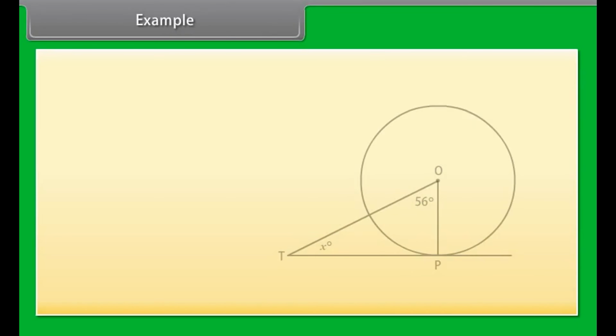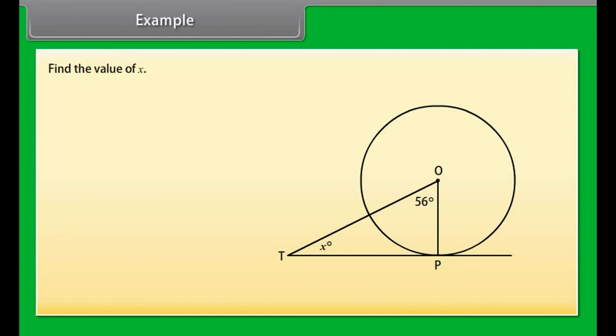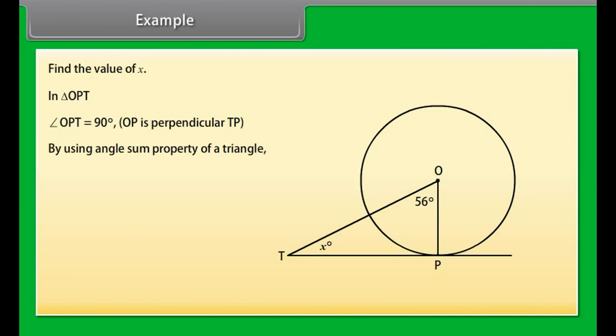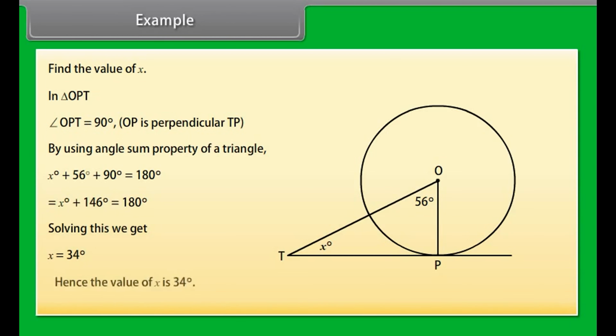Example. Look at the figure given. Find the value of X. In triangle OPT, angle OPT is 90 degree because OP is perpendicular to TP. Also, by using the angle sum property of a triangle, we can say that X degree plus 56 degree plus 90 degree is equal to 180 degree, which gives X degree plus 146 degree equals 180 degree. Solving this, we get X as 34 degree. Hence, the value of X is 34 degree.